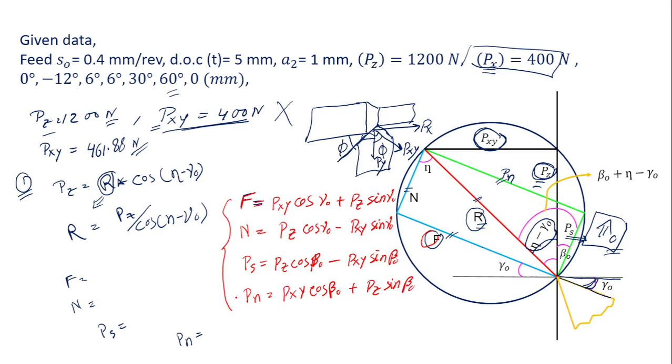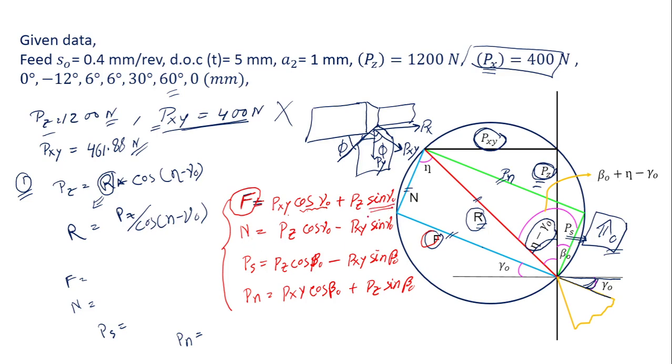Now let me explain in a very short way how I remember this one. When you are writing F, you have to remember from the Merchant circle diagram and ask what the opposite force of this F is, geometrically. In the opposite of F there is the presence of Pxy, correct? So I take Pxy, and with the opposite force you write the cos component. So Pxy cos gamma naught, then the remaining is plus Pz, because Pxy is already taken, so Pz into sine gamma naught.